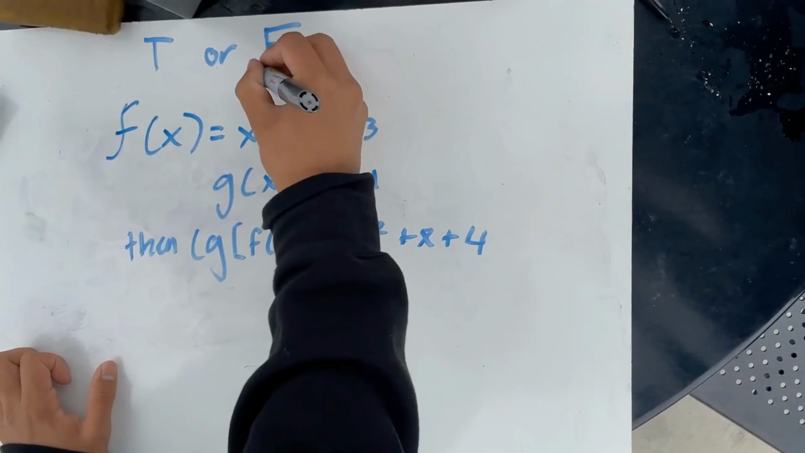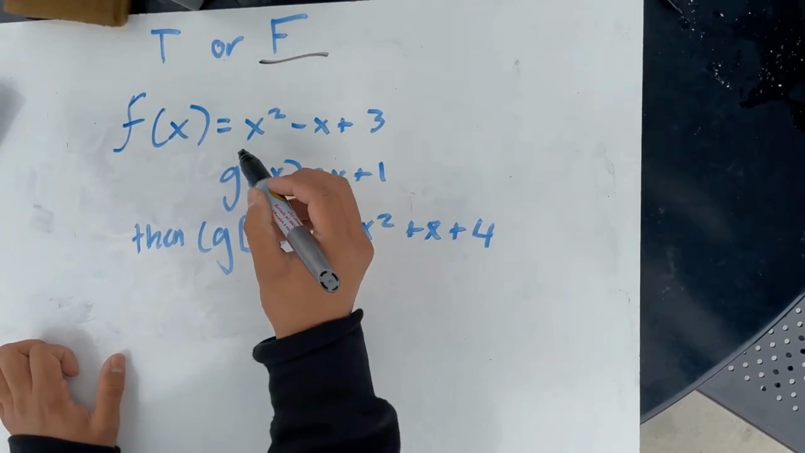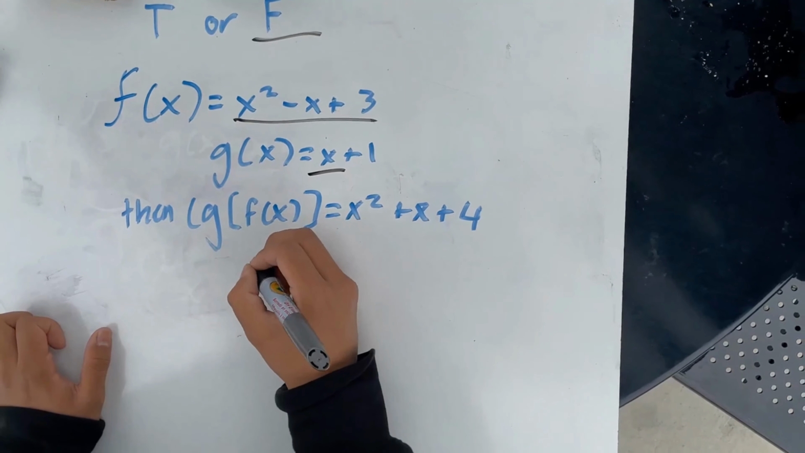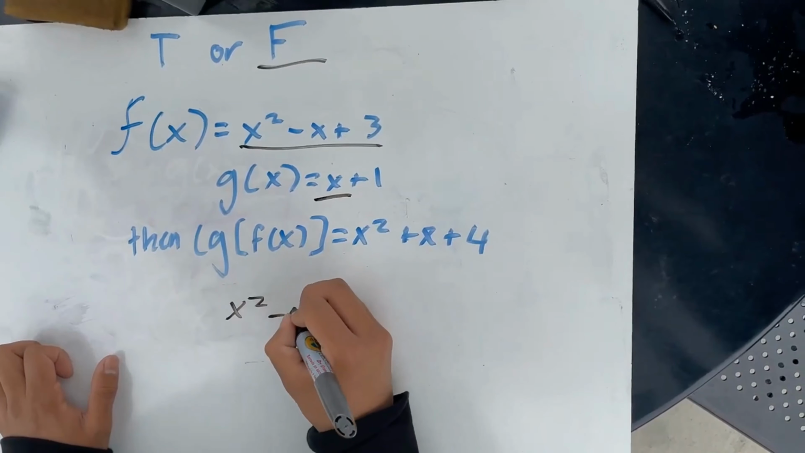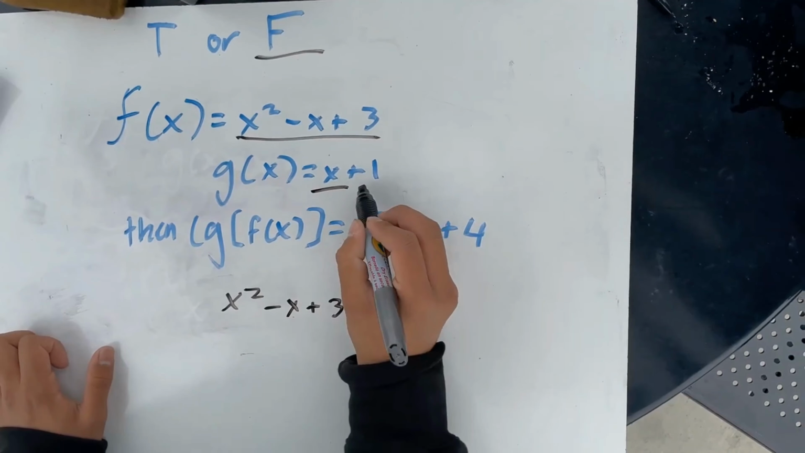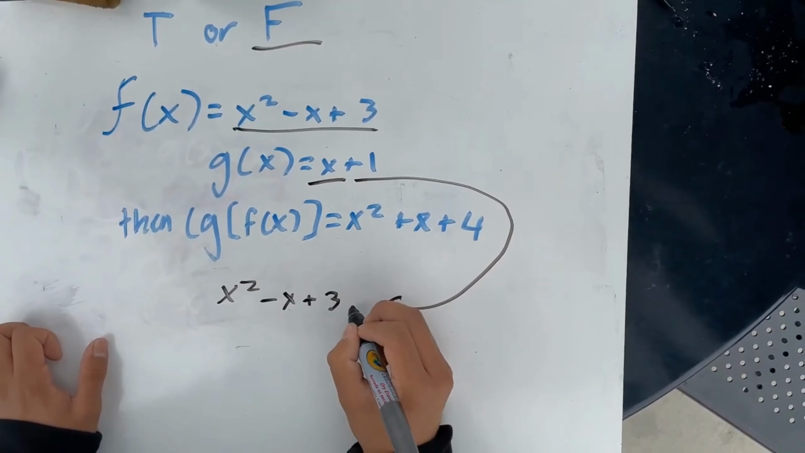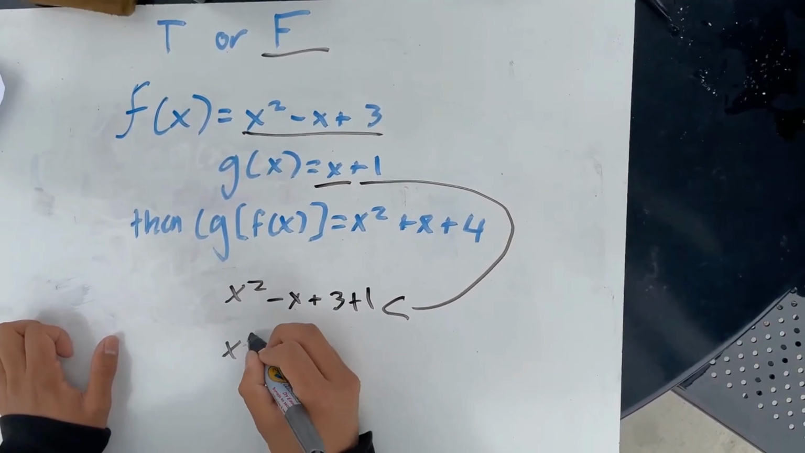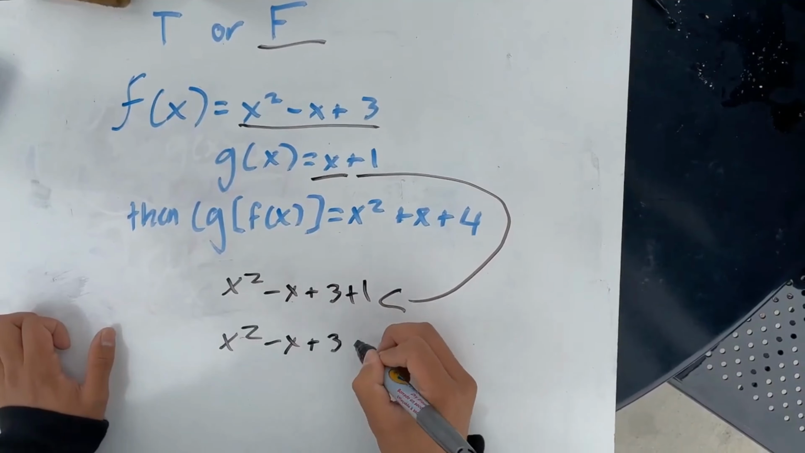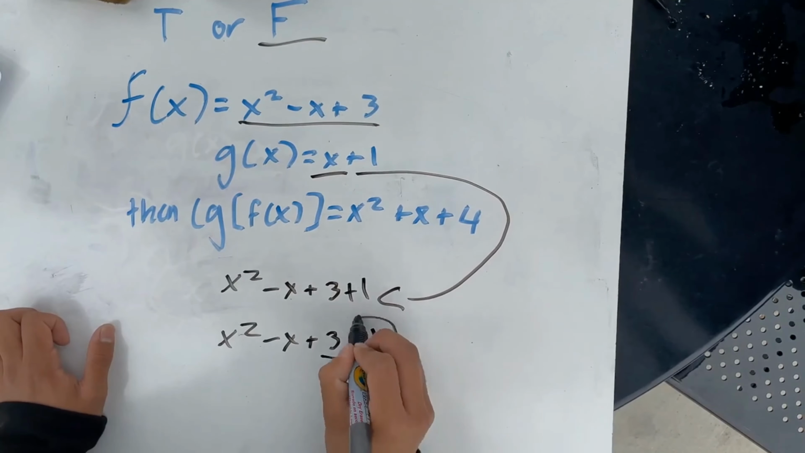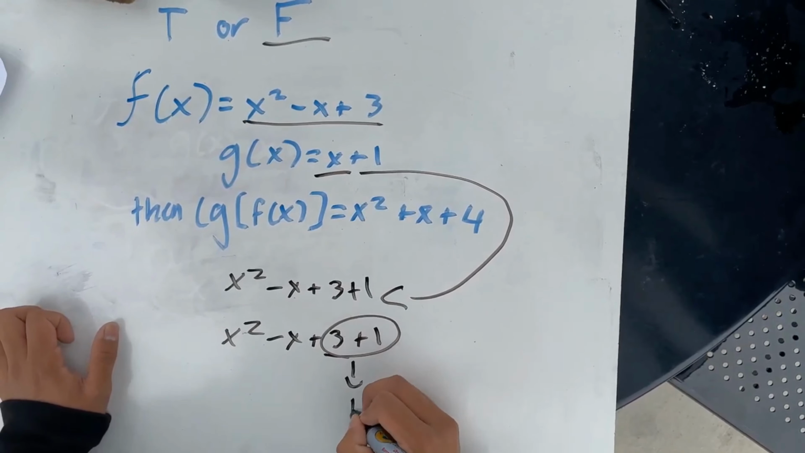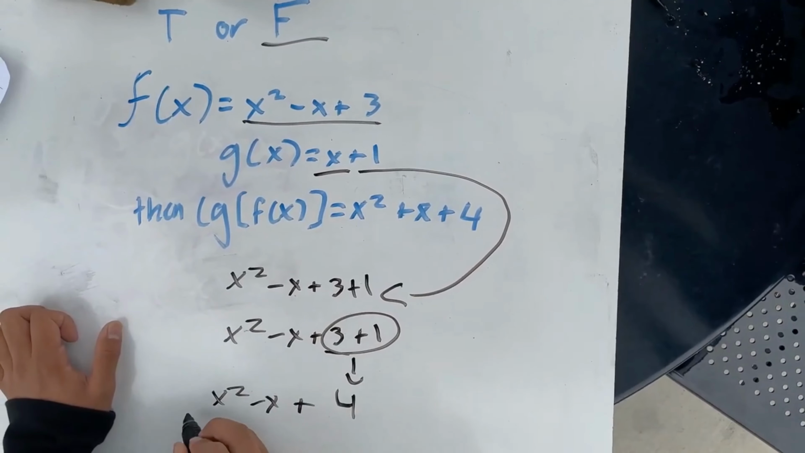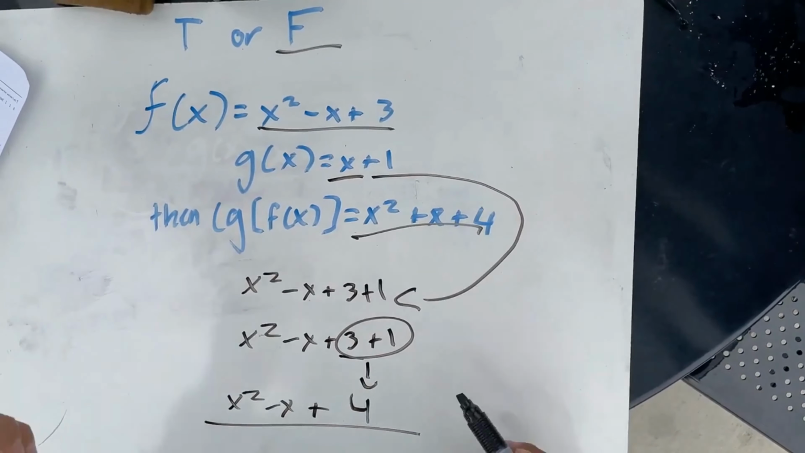I think this is false because here, this equation, you plug it into the x here, so it would be x squared minus x plus 3, and then you have to bring this one down here. It would add plus 1, and the equation for it would be x squared minus x plus 3 plus 1. You have to add these, making it into 4, and equaling it to x squared minus x plus 4. And that's why I think the equation is false.